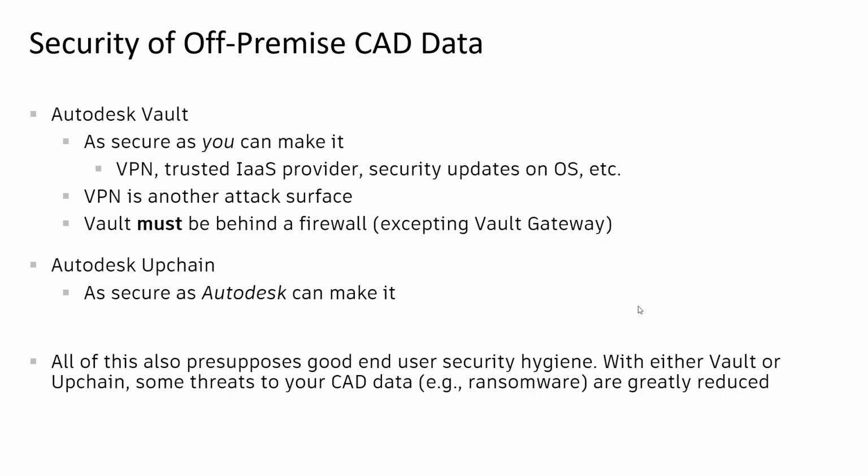Because you still control the server, you still control the method by which people connect to the server. And so again, Vault always has to be behind a firewall. Never expose your Vault to the general internet, except through Vault Gateway. Please do not just put your Vault on a cloud server and let anybody connect to it. It's not designed for that. So that means you need a VPN. You've got to make sure that VPN stays secure. VPN is just another attack surface, right?